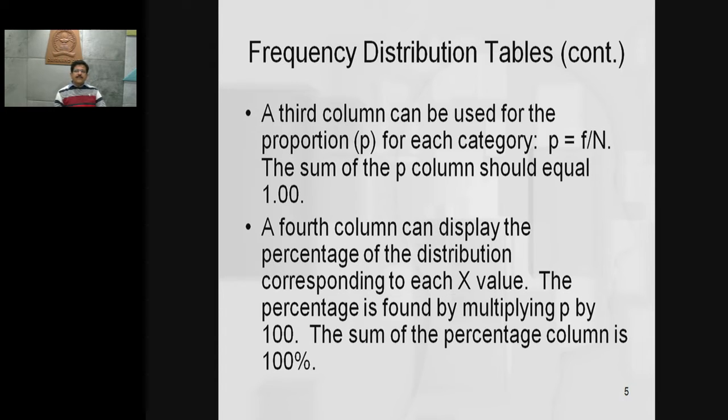And a third column can be used if we need the column of proportion for each category. That is nothing but using the formula small p is equal to F divided by N. And the sum of the column p should be equal to 1. We prepare a fourth column, where we can display the percentage of the distribution corresponding to each value of X. The percentage is found by multiplying p by 100, and the sum of the percentage no doubt would be 100.